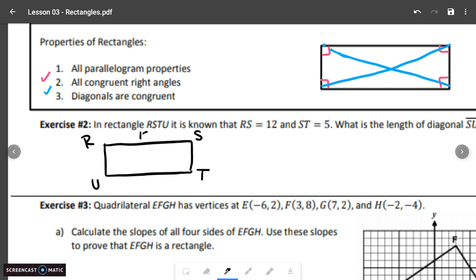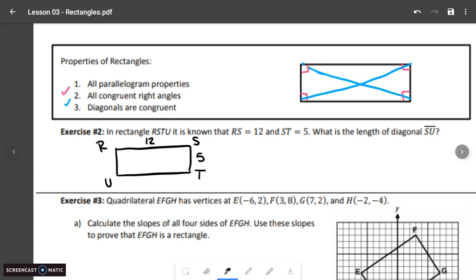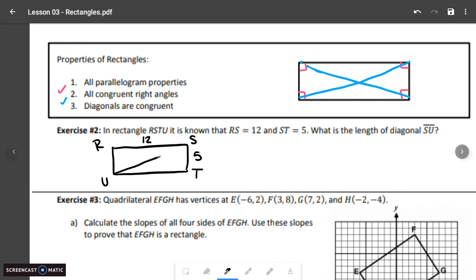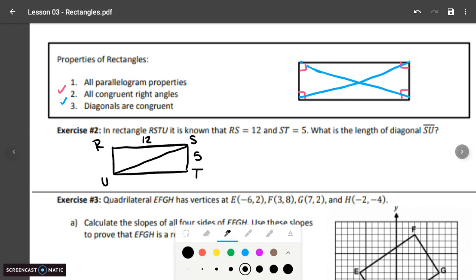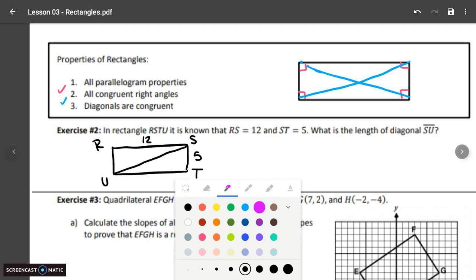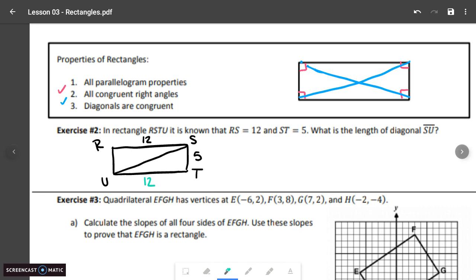It just has to do the best job it can to help you provide that visual. So RS is 12 and ST is 5. But our goal is to find the length of SU. Now you have to think about these properties that we've just talked about to see what really could help us here. What's going to stand out? One thing I notice is that it still has all the parallelogram properties, which means this side is 12, UT is 12, and RU is 5. And the new property to rectangles is that we have right angles all the way around.